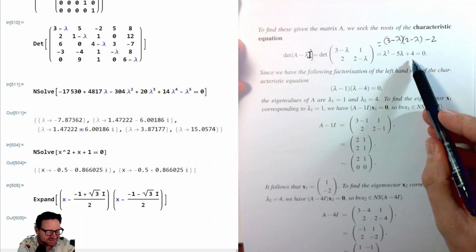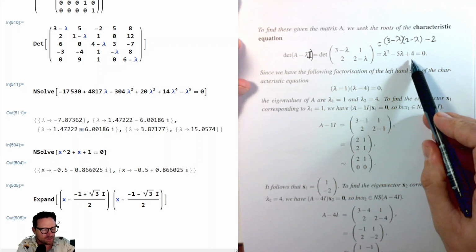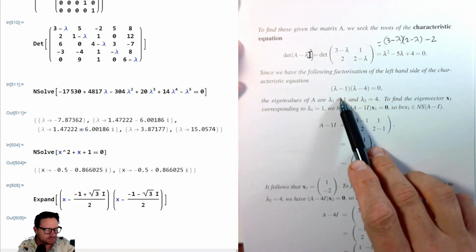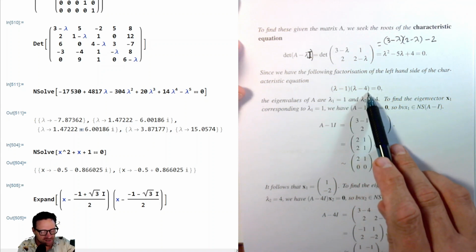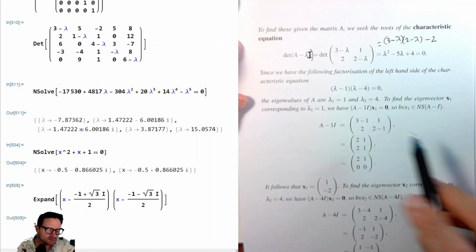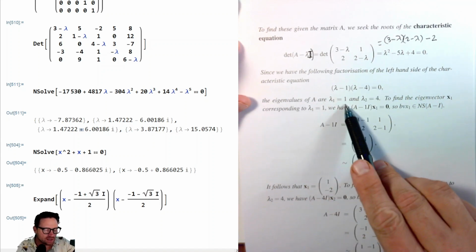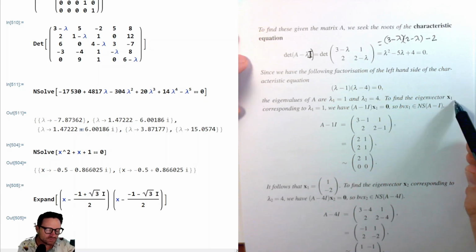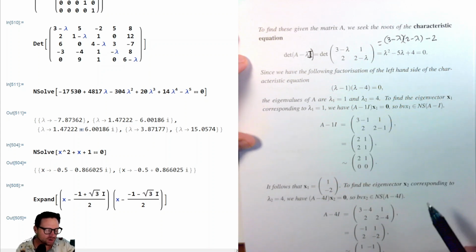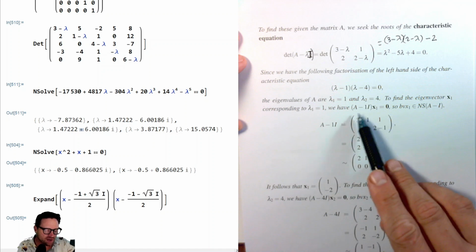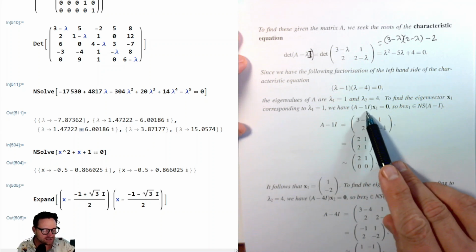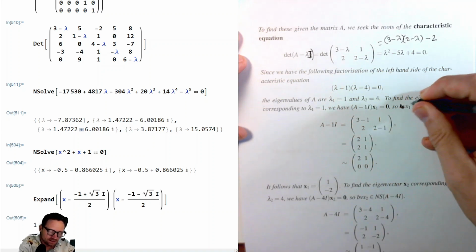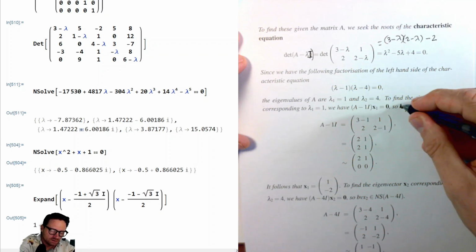So next we want to factorize this. So 4 is 1 times 4, and 1 plus 4 is 5. So our factorization is lambda minus 1 times lambda minus 4 equals 0. So we've got eigenvalues of A, lambda is 1 and lambda is 4. To find the eigenvectors, namely x1 corresponding to lambda 1, we use that eigenvalue in the equation A minus lambda 1 I times x1 is the 0 vector. Now this should be a bold vector x1.